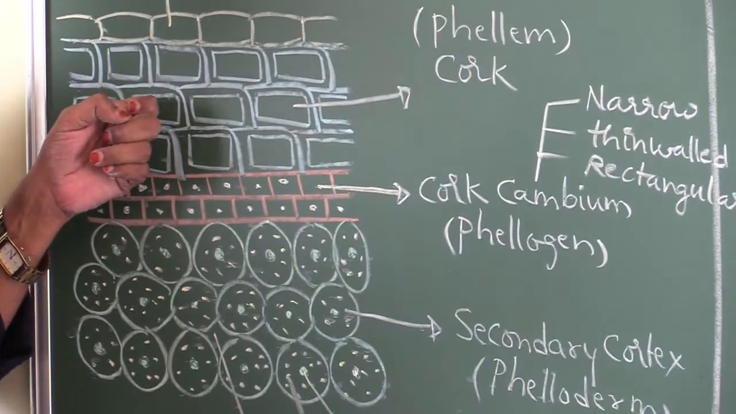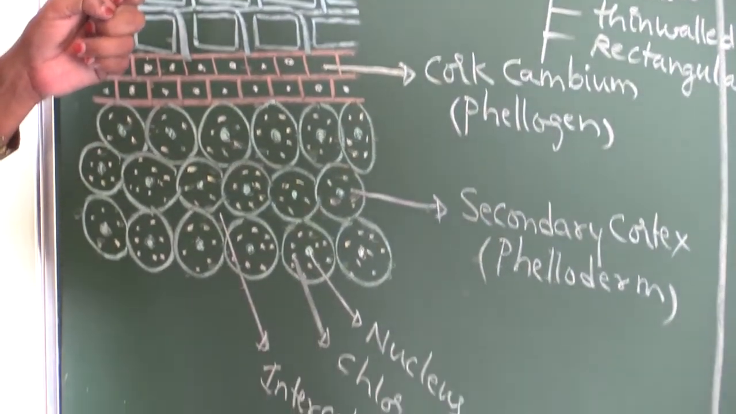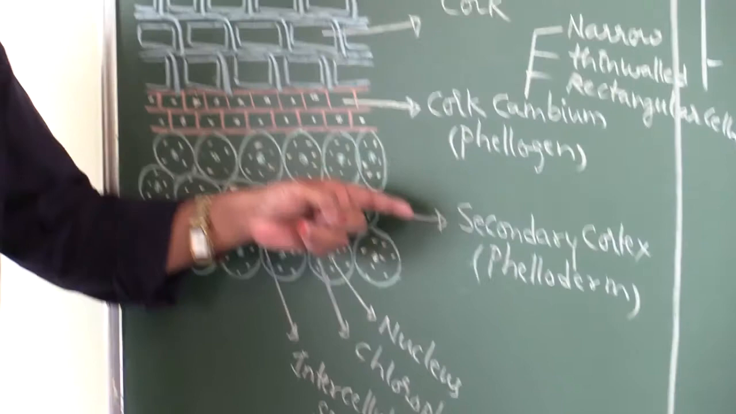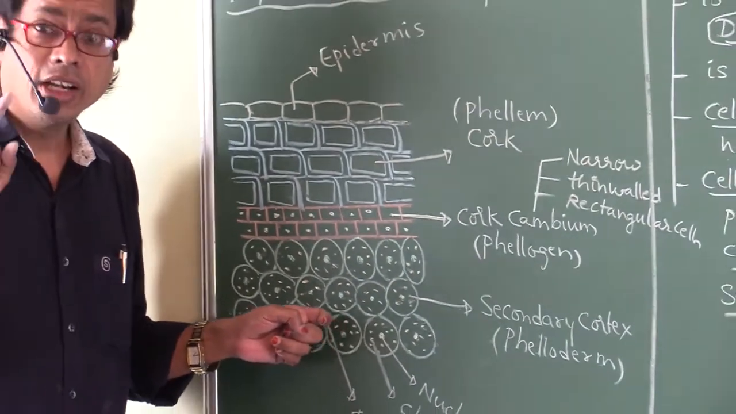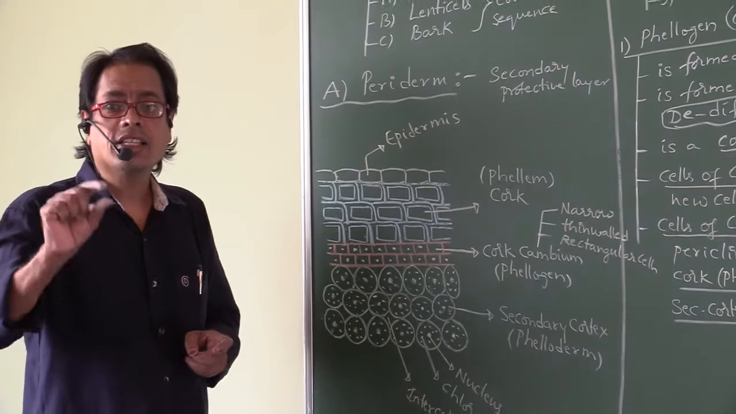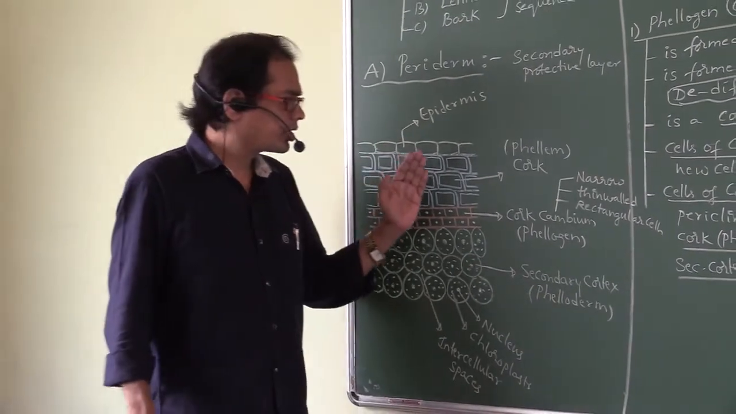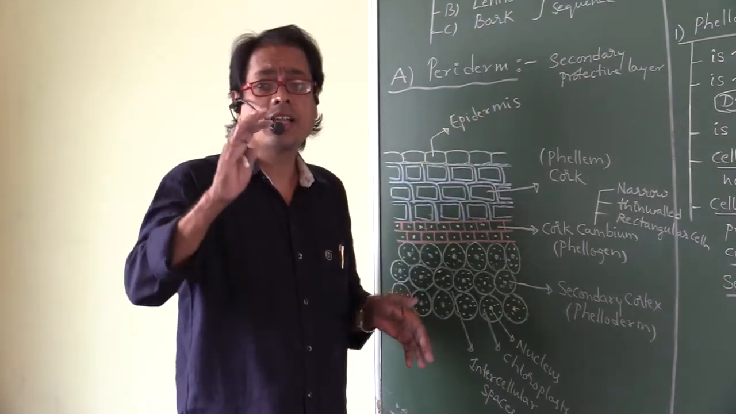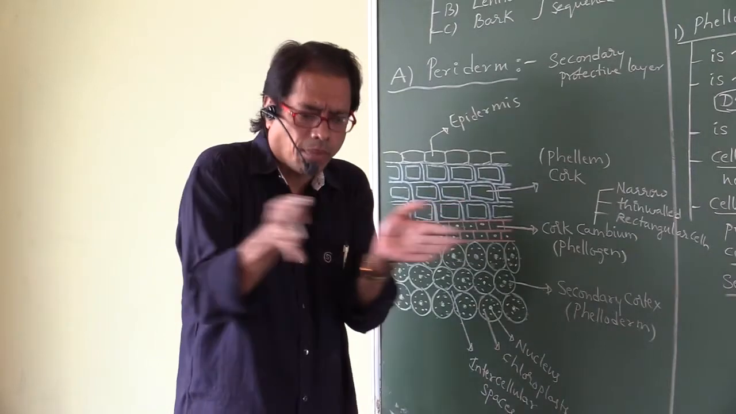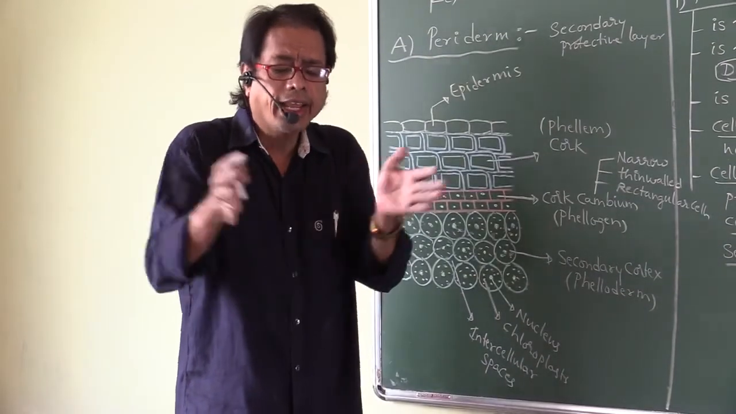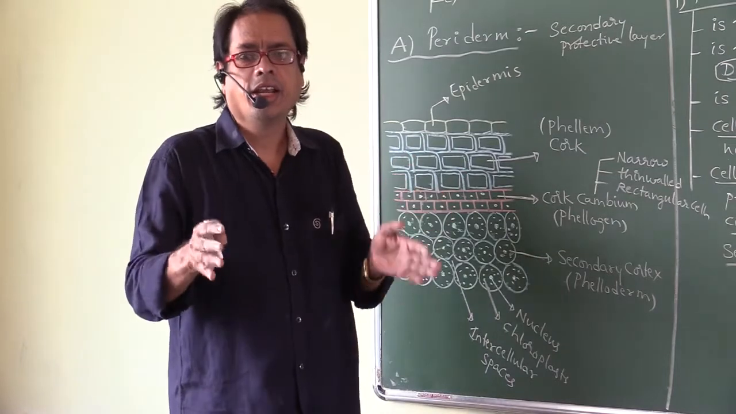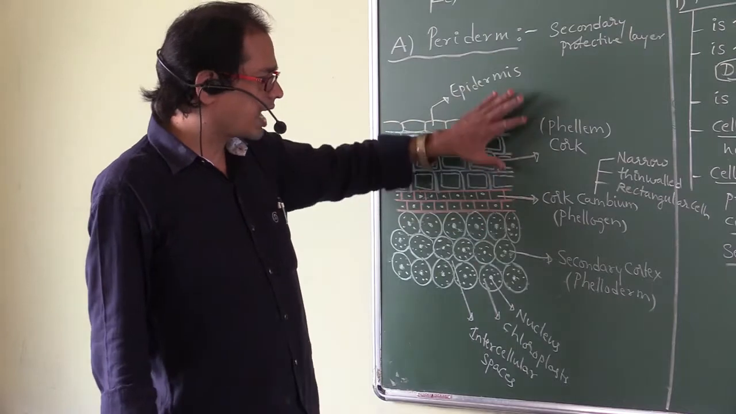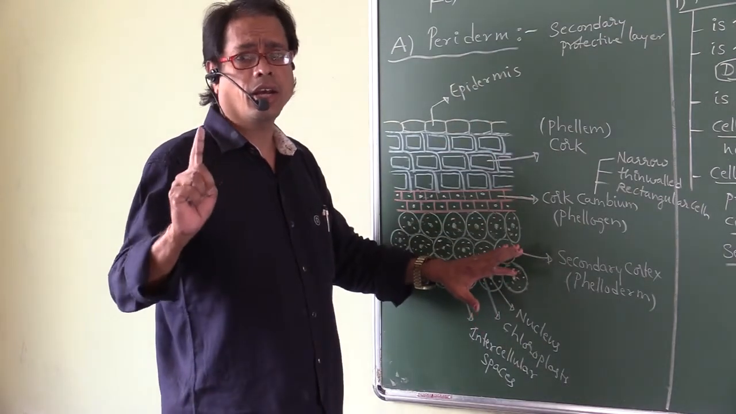What is a dead cell? Cell without protoplasm, without cytoplasm, without nucleus is called a dead cell. Secondary cortex cells are living cells. What is a living cell? Cell with protoplasm. This cork tissue is compressible, resilient, and has thermal insulation. Compressible means it can be compressed. Resilient means it again comes back to its original shape. It has thermal insulation. So these are the characteristics of periderm.